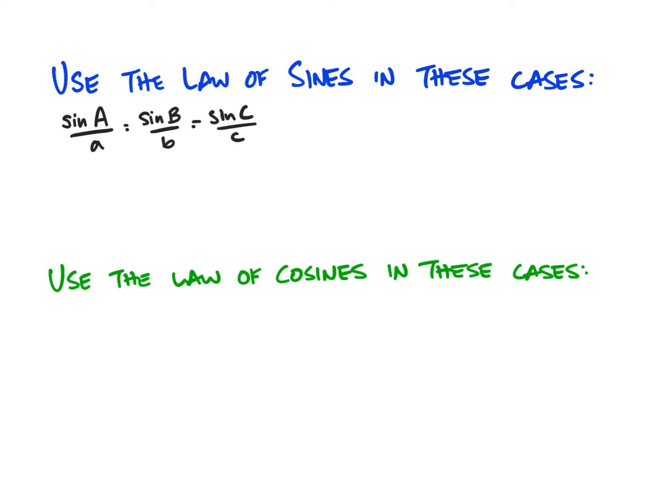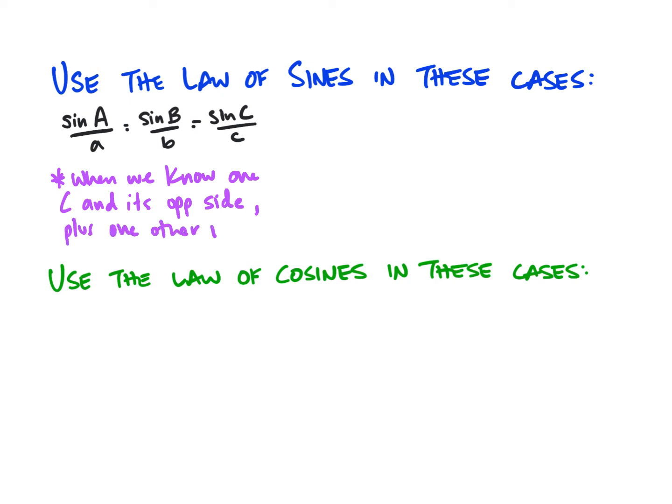So let me write that down. We can use the law of sines when we know one angle and its opposite side, plus one other measurement, meaning one other angle measure or one other side length. If we have that information, then we're going to be able to use the law of sines.